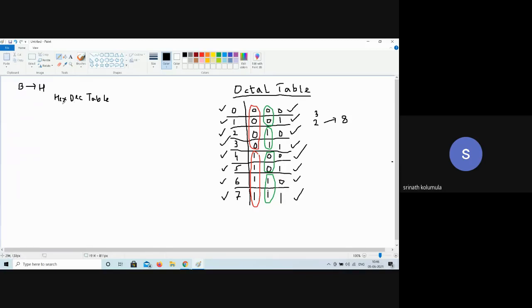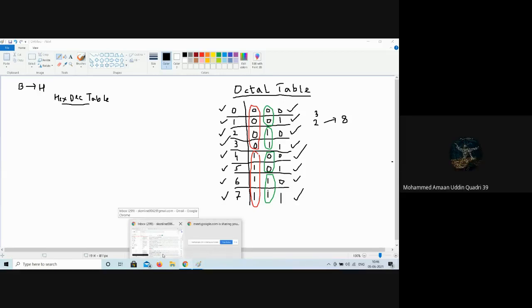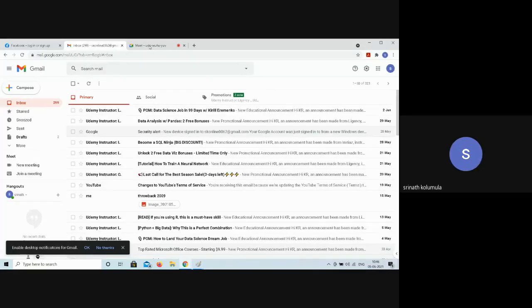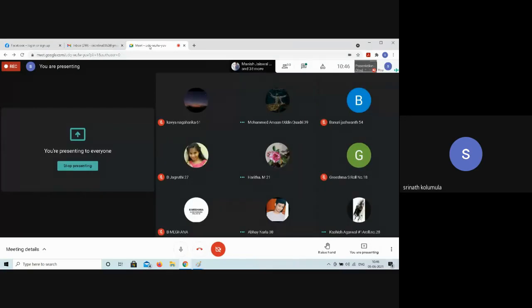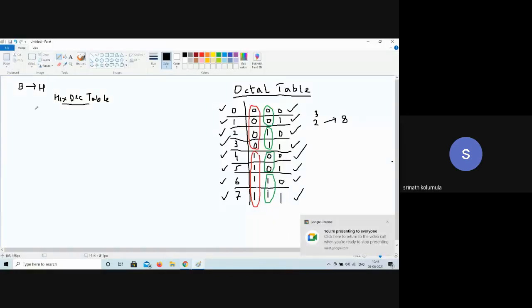People, tell me now, what are all the values in hexadecimal? 0 to F, sir. Okay, 0 to F. Yes or no? Right? So first write down all of 0 to F.